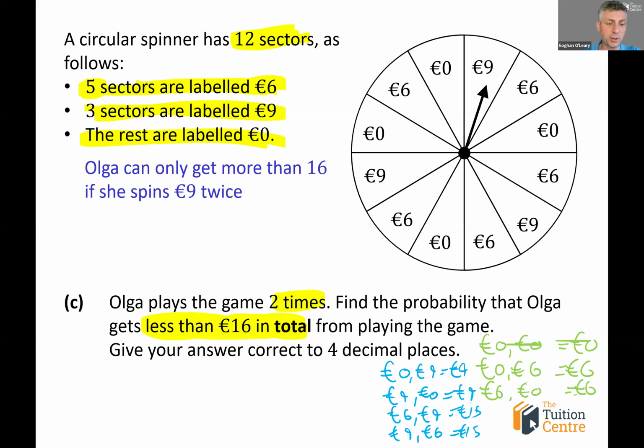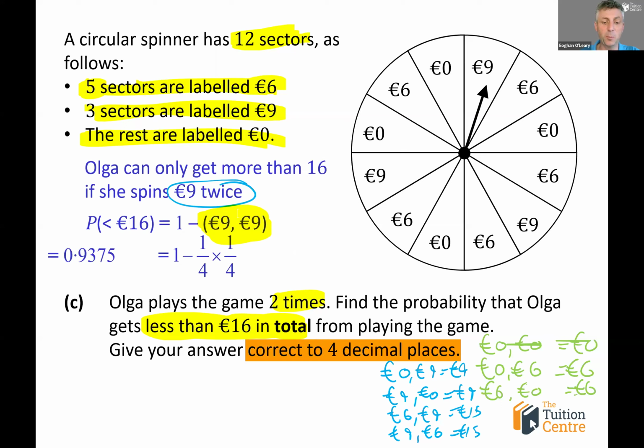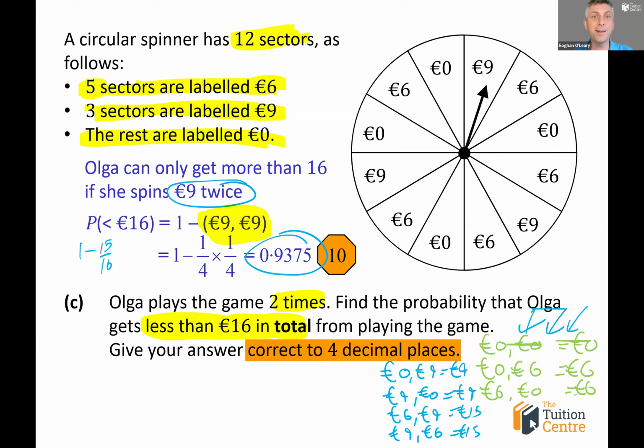Or I can work out the logic that the only way she can get more than 16 is if she gets a 9 followed by a 9, €18 in total. So I work out the probability that she gets a 9 and a 9, and subtract that away from 1. Since that's the only possible way she can get more than €16, if I subtract that probability away from 1, I'm going to get my answer. So it's 1 minus 1/16, which is 0.9375. So again, that was a scenario where you can do it in more than one way. You can do it the other way, but sometimes it's just saving you time.